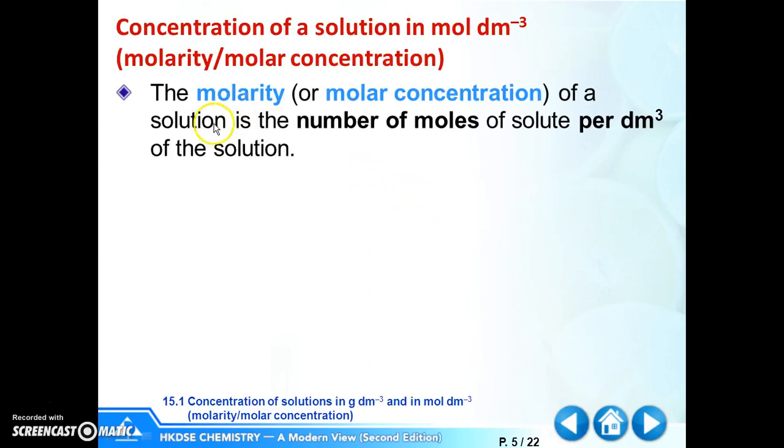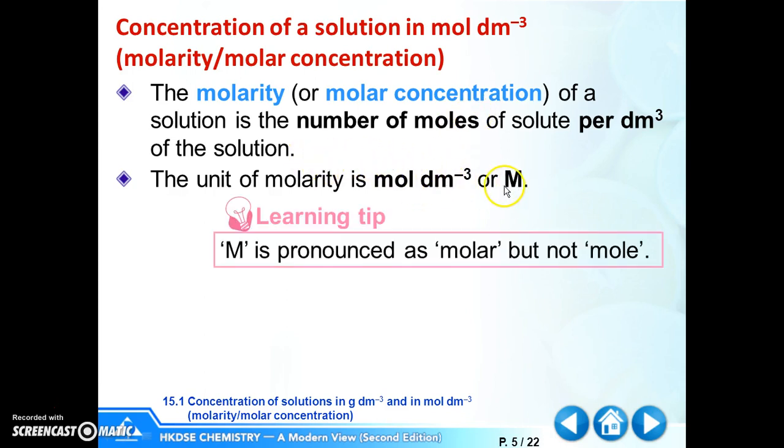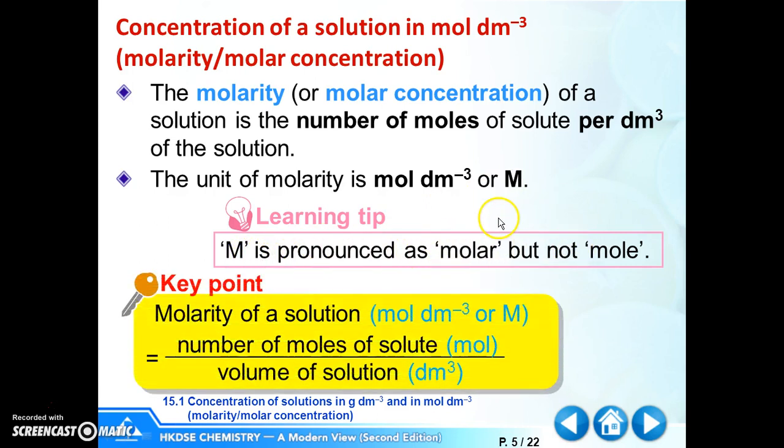So the molarity of a solution is the number of moles of solute per dm³ of the solution. The unit of molarity is mole per dm³. Mole is the unit of the number of moles, and dm³ is the unit of the volume. The M is pronounced as molar, but not mole.